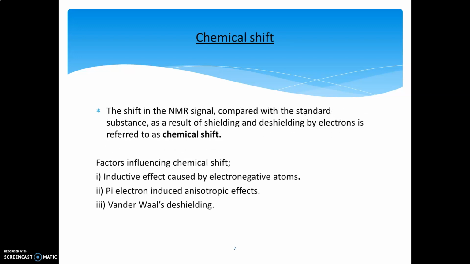Chemical shift. The shift in the NMR signal compared with the standard substance as a result of shielding and deshielding by electrons is referred to as chemical shift. Factors influencing chemical shifts are: one is inductive effect caused by electronegative atoms. Second one is pi electron induced anisotropic effects. Third one is van der Waals deshielding.